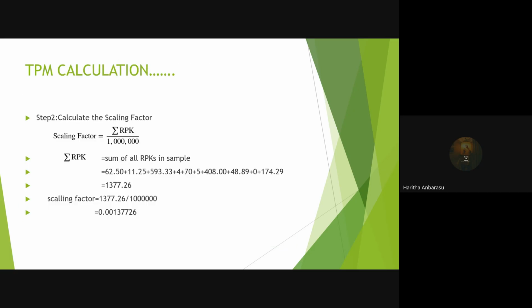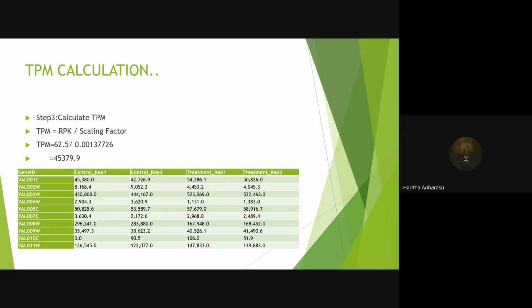So we get the summation of RPK value for sample 1 is 1377.26. Then we need to apply the value in scaling factor. Scaling factor is summation of RPK divided by 1 million. So we apply the values and get the scaling factor value is 0.00137726.